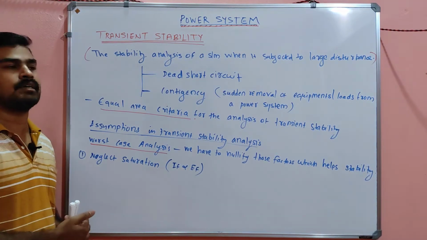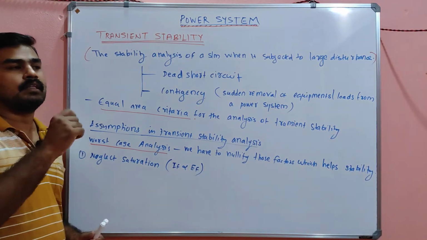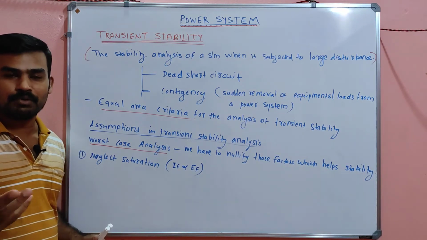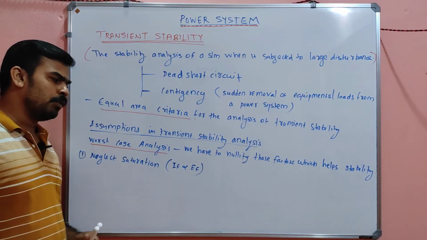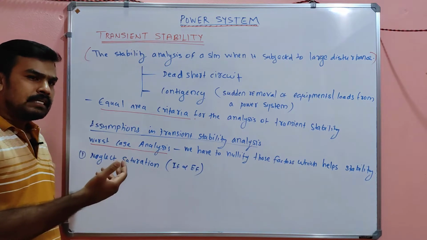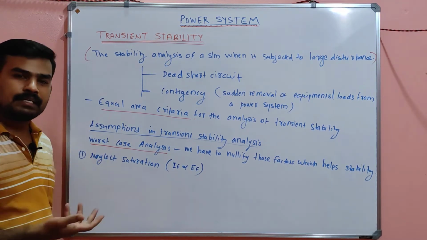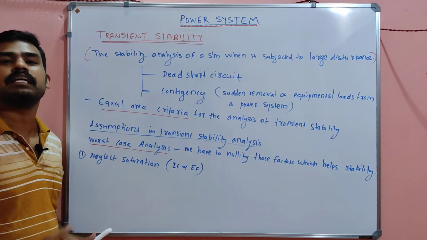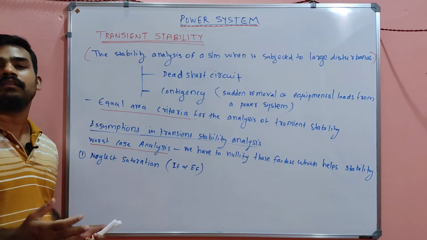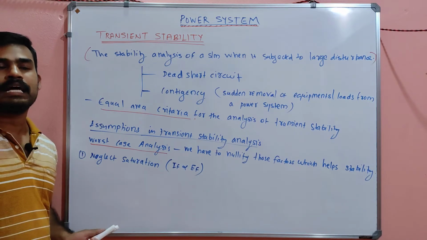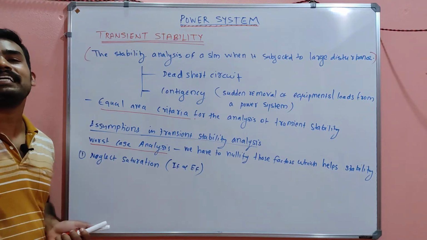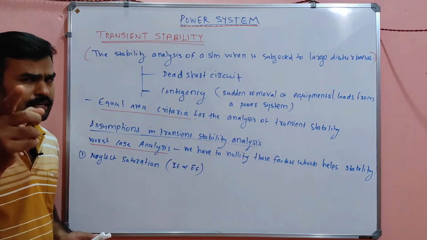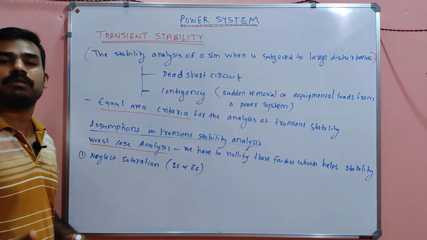That is the main thing, because the induced EMF equation is E equals 4.44 f phi N1, where N1 is the number of turns per phase. Whenever we increase the field current, normally the EMF increases, and up to a particular point this relation holds true. After that there will not be any increase in the field EMF even if you increase the field current. That point is called the saturation point.